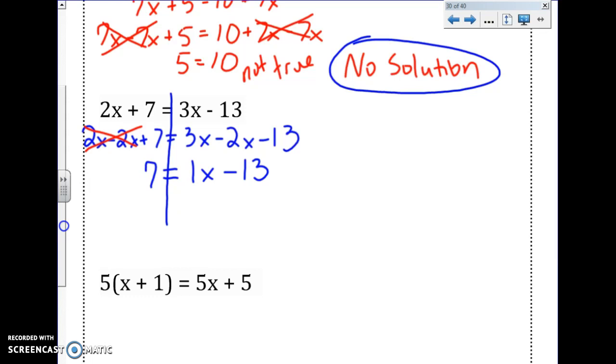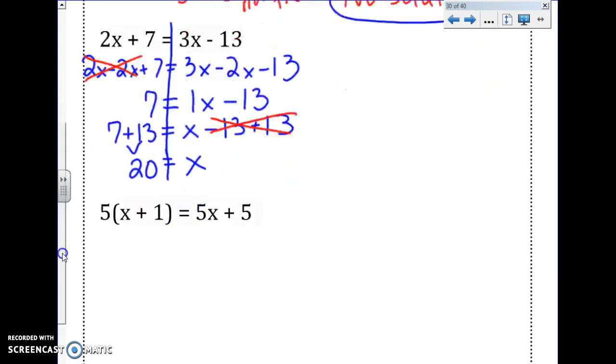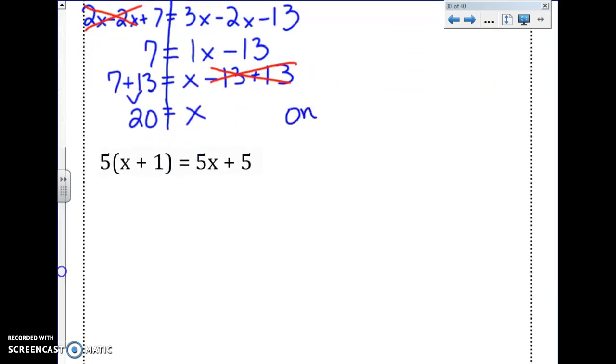Now I know I want to get rid of that negative 13. So 7 plus 13 should equal x minus 13 plus 13, because I'm allowed to add something to both sides of the equation. These cancel out. And I can simplify these together to get 20 equals x. I hope you're okay that I dropped the 1x. If you brought the 1x down all the way, you would have to divide, and you'd get that answer. So I get 1 answer, and it happens to be x equals 20.